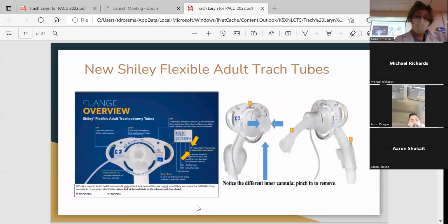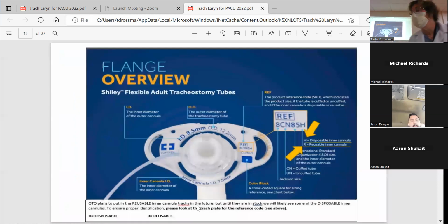And then now we have these new trachs, these Shiley flexible ones, which are a little bit different. We started doing them, I think last July, or this past July, maybe July before, that have both reusable and disposable inner cannulas. And there's a lot of numbers and things on these trachs. I don't particularly like it because it's just confusing which numbers are which. But basically, see, there's a bigger blow up of it.